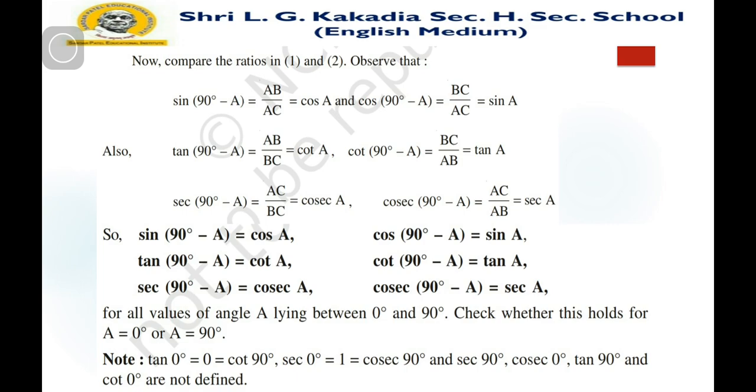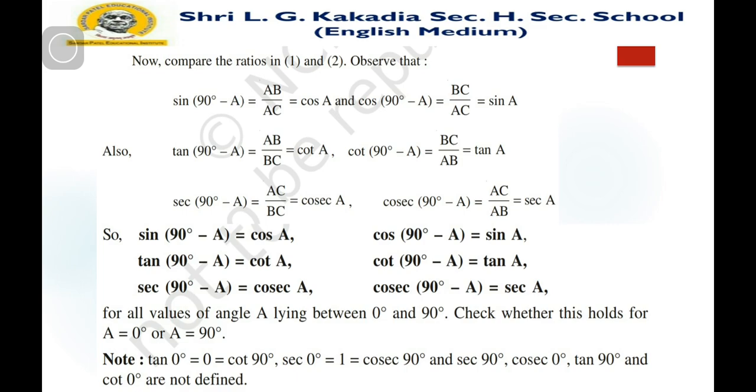For all values of angle A lying between 0 to 90, check whether this holds for A equal to 0 or A equal to 90. Let me check that. Note that tan 0 is equal to 0, which is equal to cot 90. Sec 0 is equal to 1, which is equal to cosec 90. Sec 90, cosec 0, tan 90 and cot 0 are not defined, as we can see from the table.